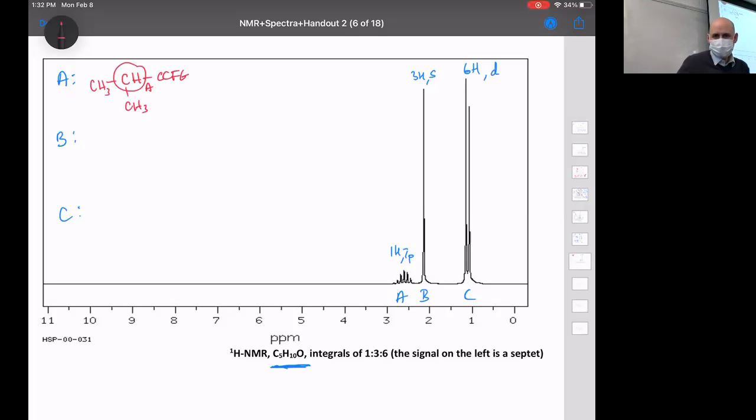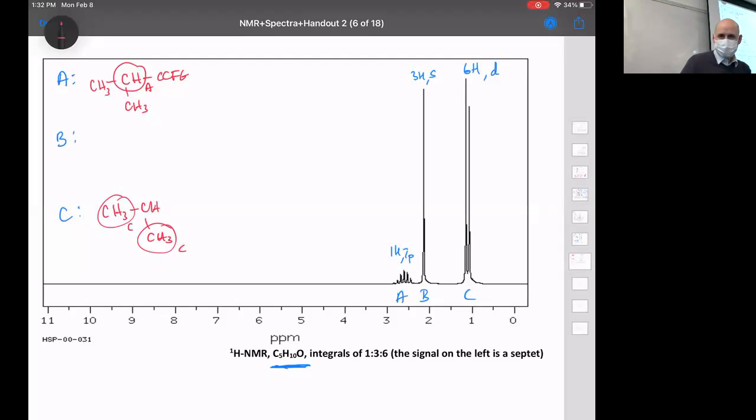We can skip on down to C. This is our 2 CH3s. A doublet means it has 1 hydrogen neighbor. So these are 2 CH3s next to a CH. That's your environment C. And then, of course, you can see that A and C are 2 ways of looking at the same story, this little isopropyl group. This is the CH with the CH3 neighbors. This is the CH3s with the CH neighbors. So those just go together.